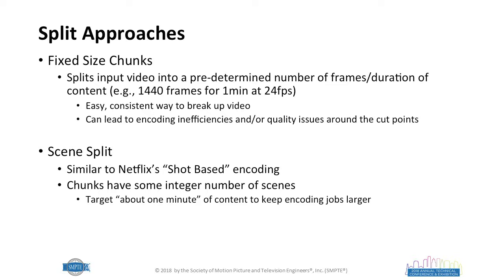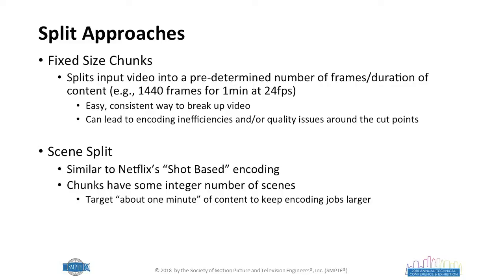So the first step is going to be, how do we split up the video? The initial, easy way to do it is you take the video and you split it into fixed size chunks. A certain number of frames, or a certain duration of video. The nice part about this is it's consistent and it's easy, but unfortunately, you can start to have some quality issues potentially around your cut points. For instance, if you make a split where you have a scene change boundary in very close proximity, you may be getting inefficiencies in the encode, or you may be able to see some quality degradations around that point.